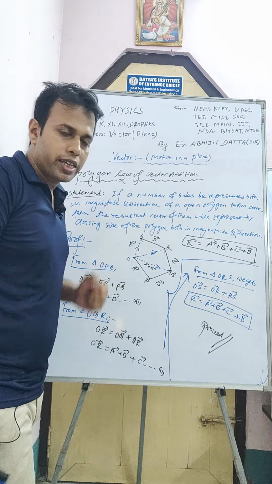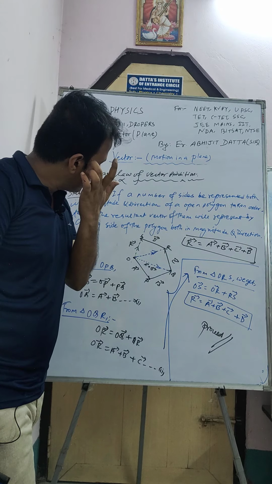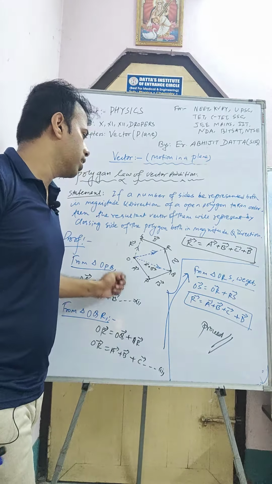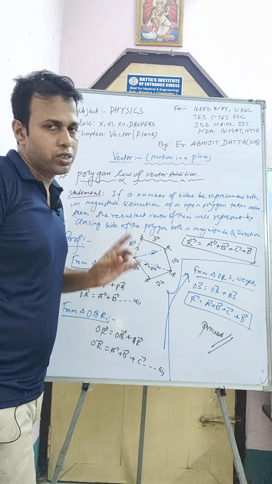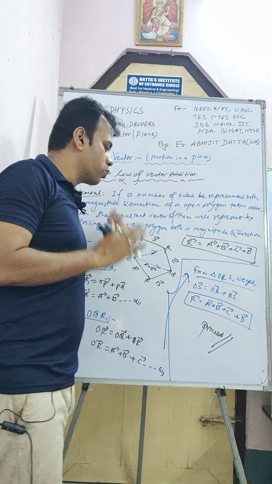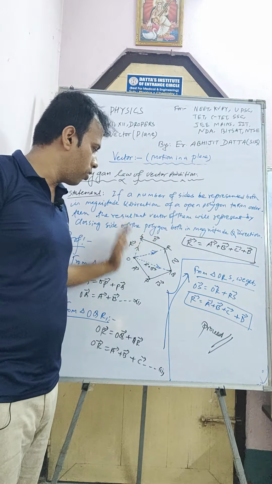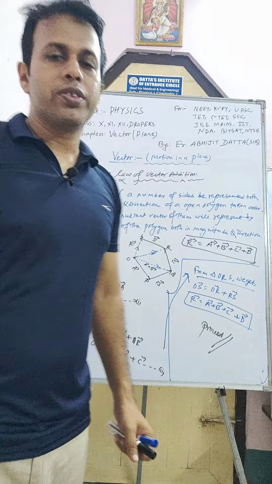Next I take the third triangle and use the same law of vector addition, and I get the resultant vector R is A vector plus B vector plus C vector plus D vector. So it's proved. Hence the closing side always represents the resultant vector of all of them in opposite order. Okay, so I hope it will be helpful for you.